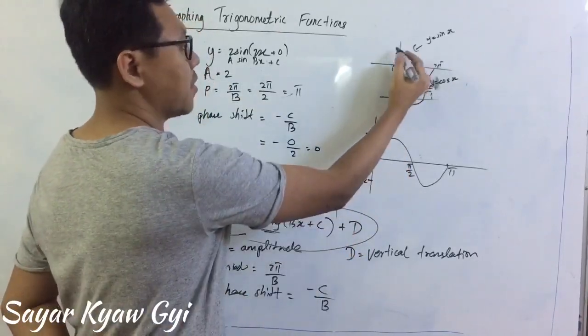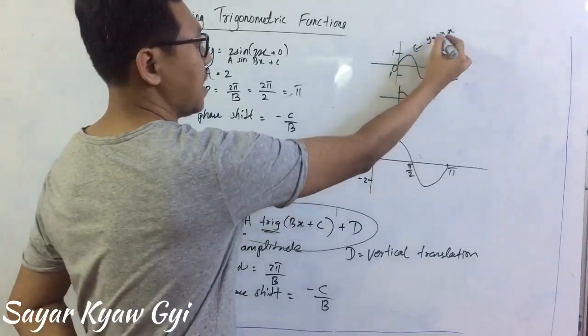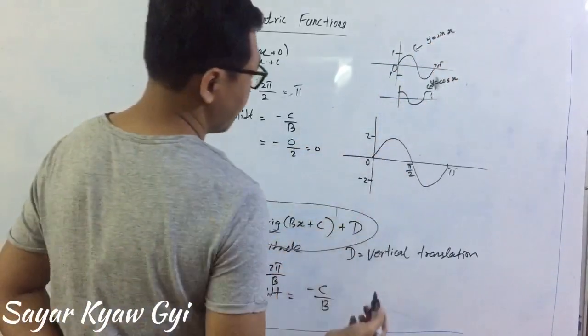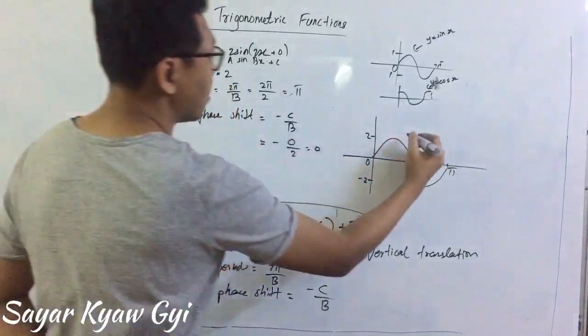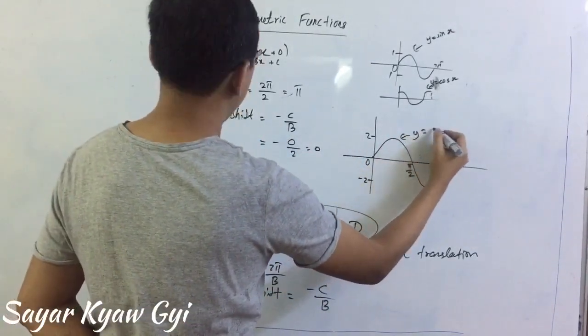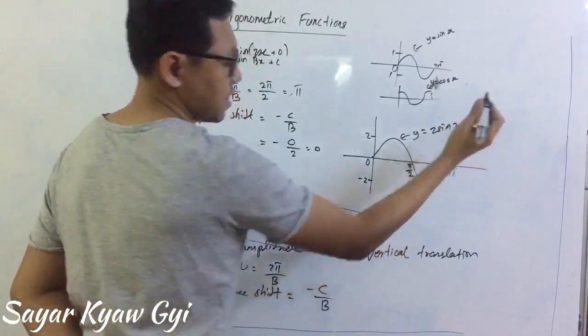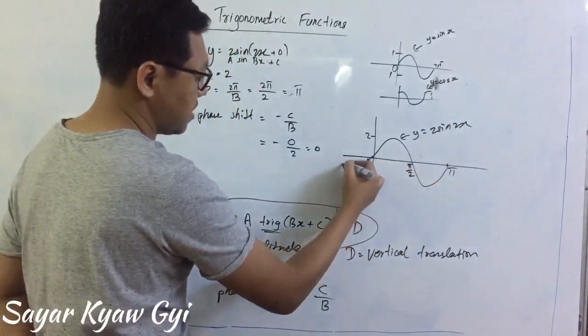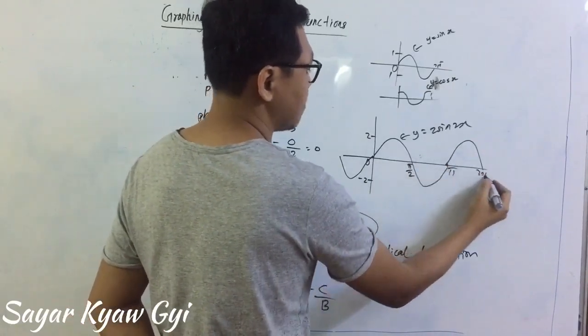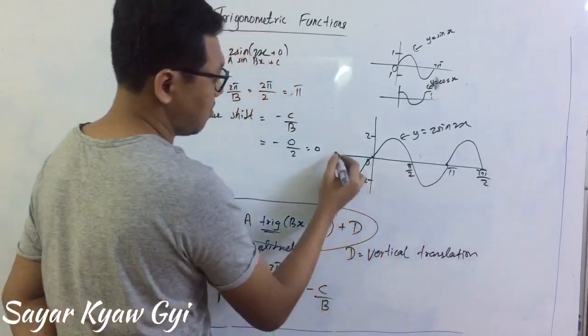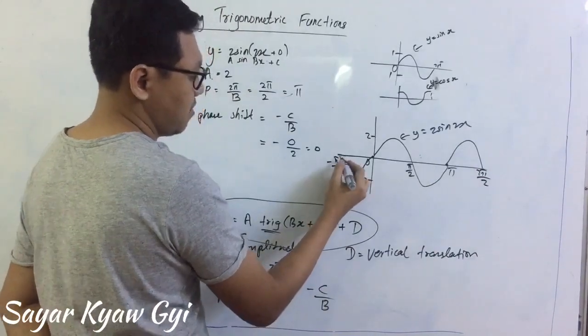In the basic case, the amplitude is 1, okay? This is 1 here. So this is 2. And that's it. That's how to draw this: y equal to 2 sine 2x. That's it. You can also continue like this. So continue like this, it will be pi, pi by 2, 3 pi by 2. If you draw this way, it will be negative pi by 2.